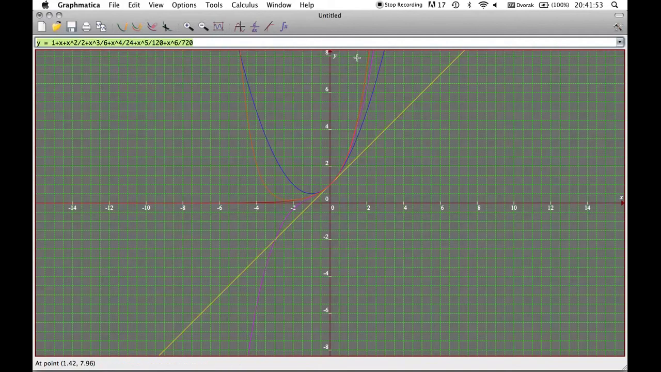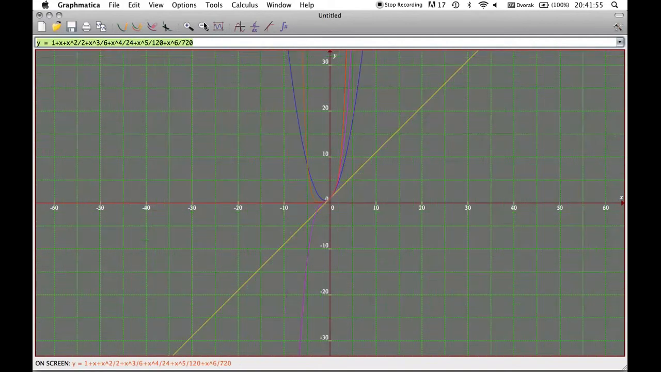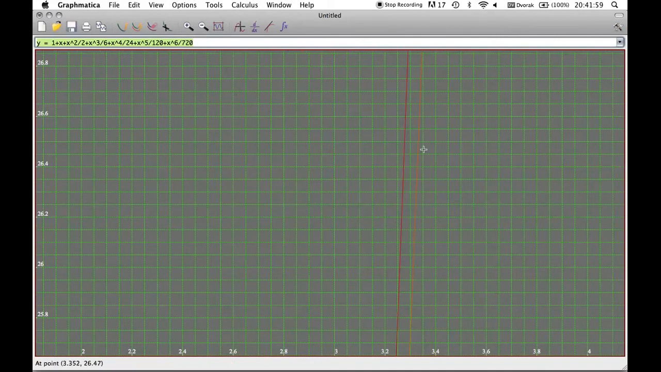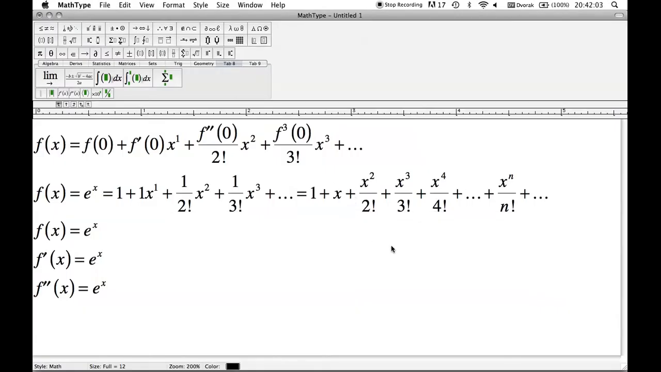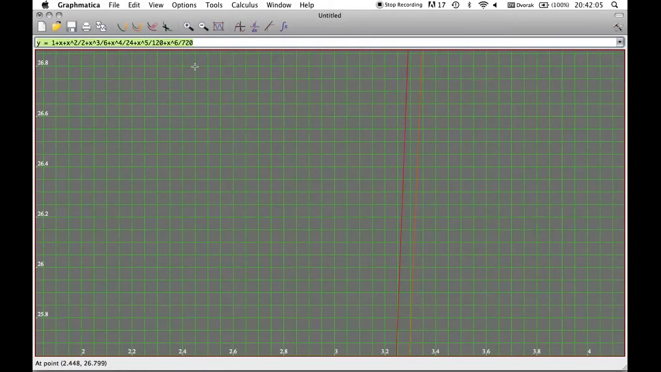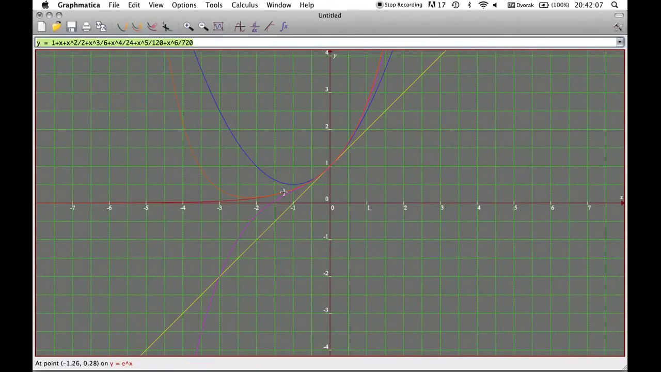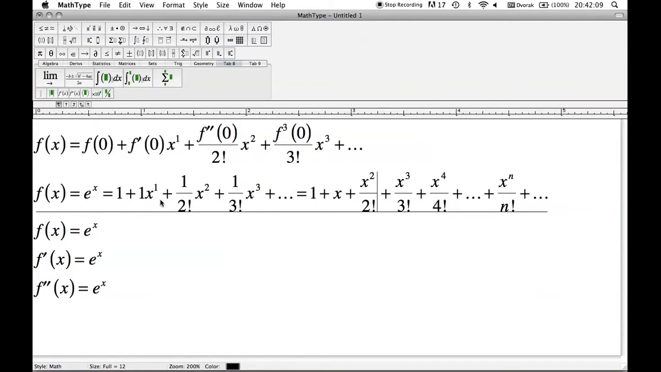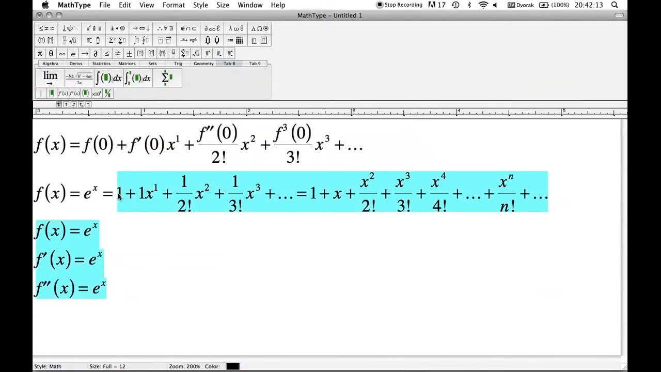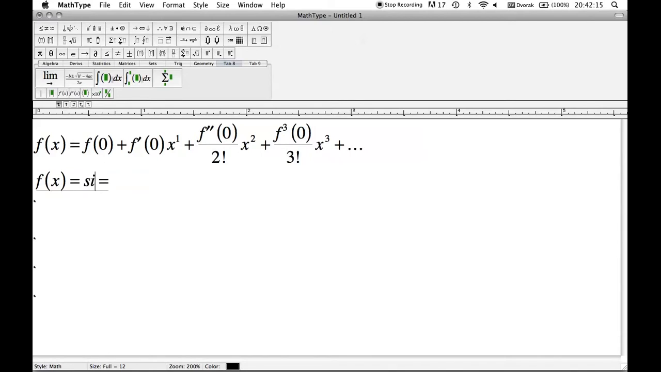In fact, on the right, you can't even see the e to the x because it's so close. Maybe if we zoom in over here. Yeah, you can see that there's a very minimal difference. So, as the number of terms approaches infinity, clearly this function is going to approach that function. So, that's pretty nifty. Let's try with another function, like f of x is equal to sine of x.